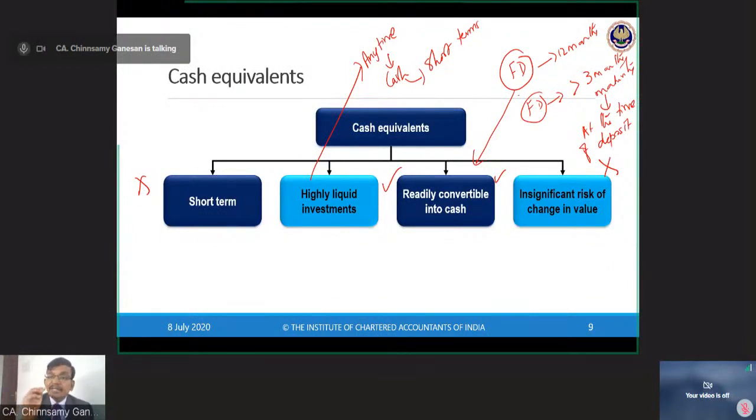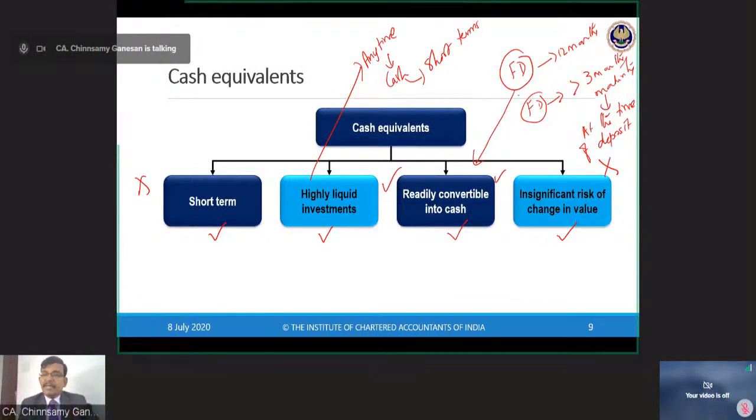On 1st October, I have fixed the maturity period less than 3 months. In that case, that fixed deposit, let us try to understand. Is it short term? Yes, just 3 months. Highly liquid? Yes, it can be converted because it's a bank deposit. I can convert that into readily convertible cash. That is also happening. Within 3 months, less than 3 months period, even if you are pre-closing it, your loss will be very, very negligible. So it is an insignificant risk of change in value.